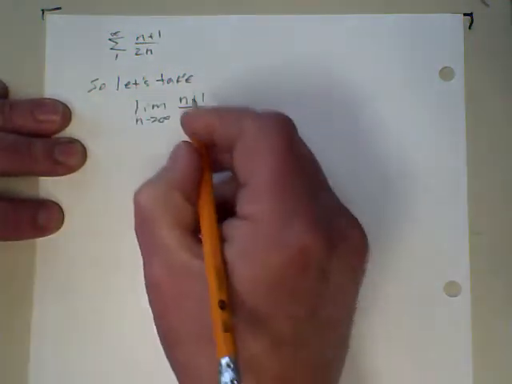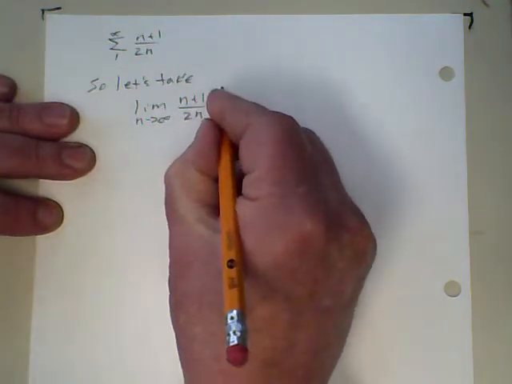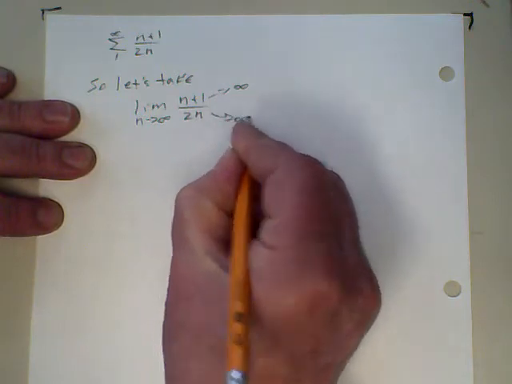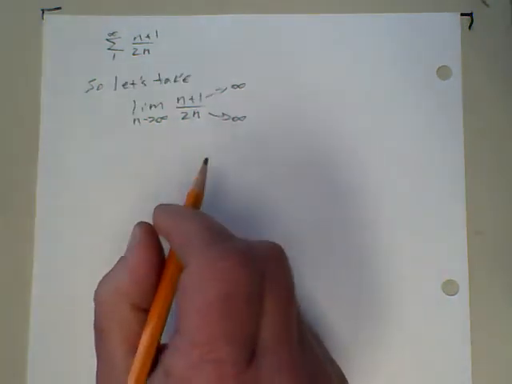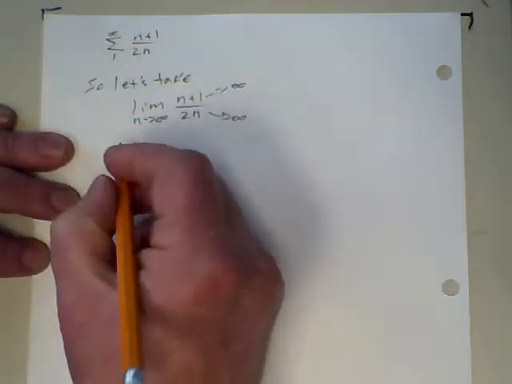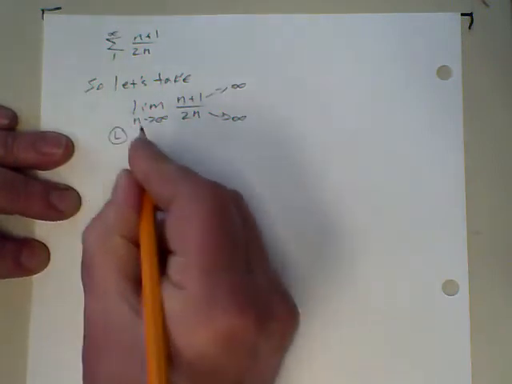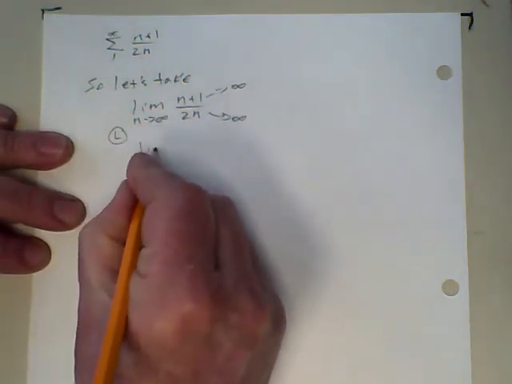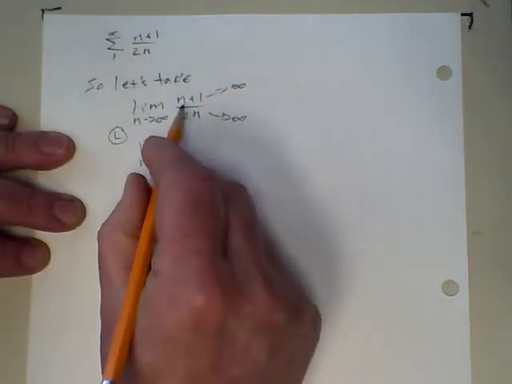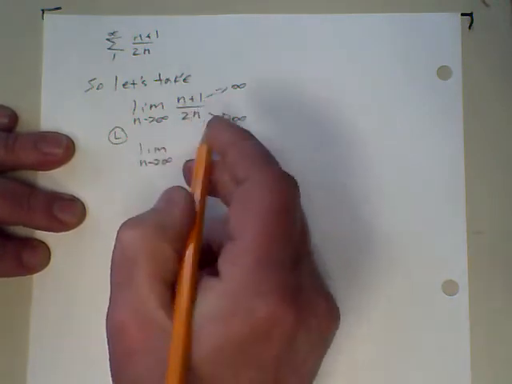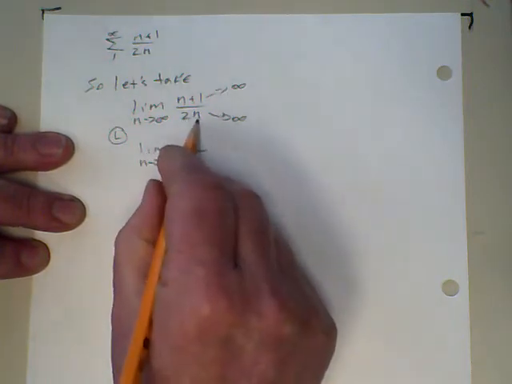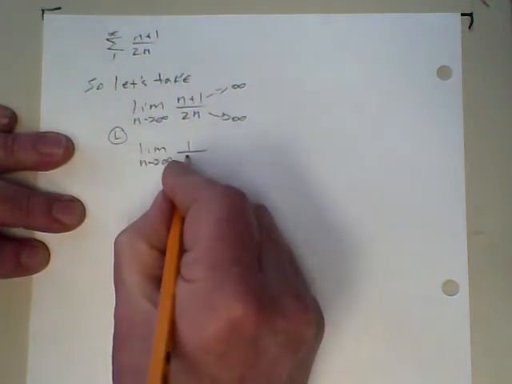Now as we look at this, as n goes towards infinity, n plus 1 goes towards infinity, and 2n also goes towards infinity. So this is clearly an indeterminate form, infinity divided by infinity. We've got several methods we've learned to work with that. Let's just take L'Hopital's rule because these derivatives will be really simple to do. The derivative of the numerator, n plus 1, is going to be 1 plus 0. And the derivative of the denominator, 2n, is going to be 2.